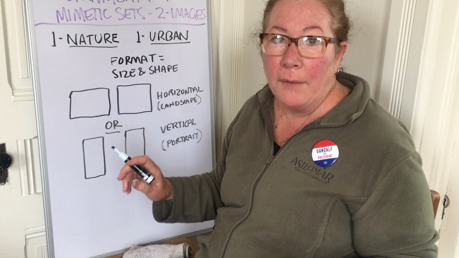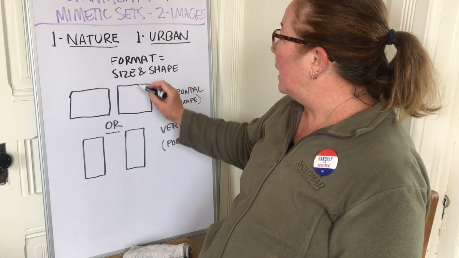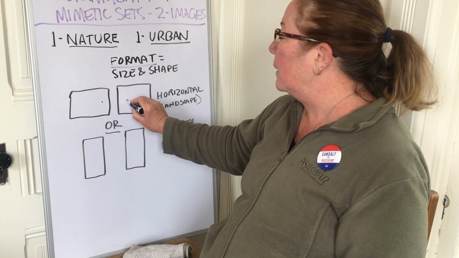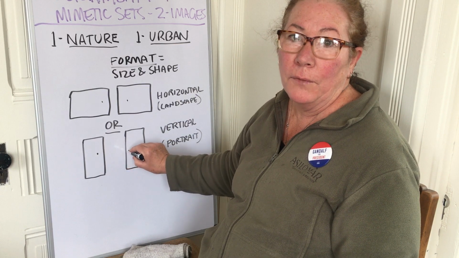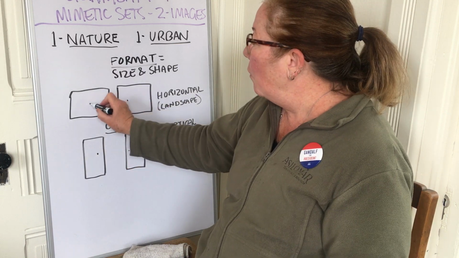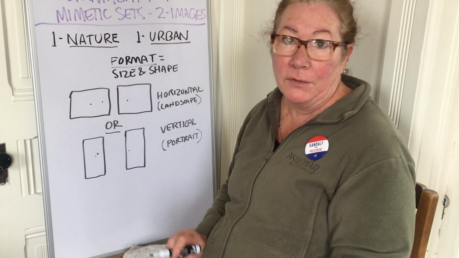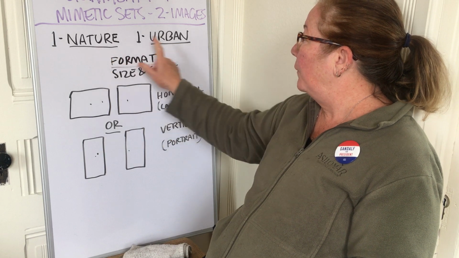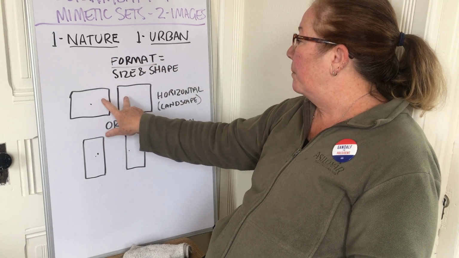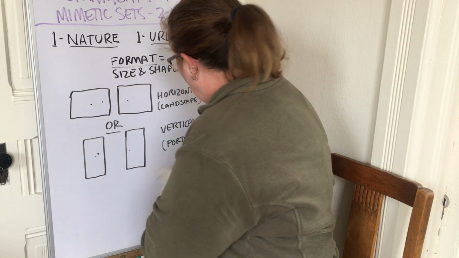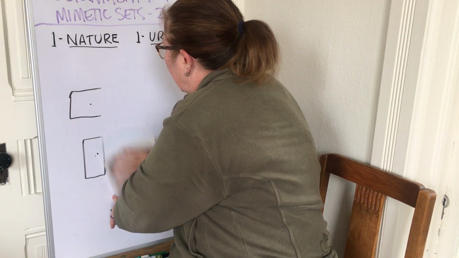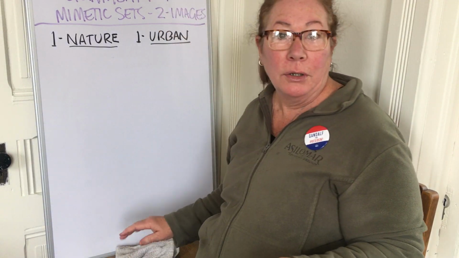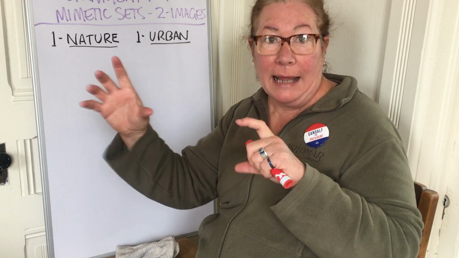Right? So both photographs, the nature and the urban, have to be oriented or formatted the same way. So they're both horizontal or they're both vertical, right? So I don't want to see one horizontal and one vertical, okay? That's just not happening for me. So this is how your format's going to be. You're going to have one nature photograph and one urban, and they're either both horizontal or both vertical. Okay? And so that's all format means. Format just means size and shape. So the formatting of this is going to be so they match, right? So the format looks the same in both of them.